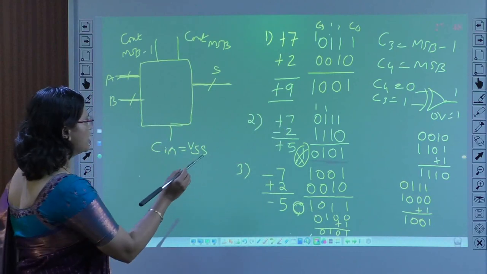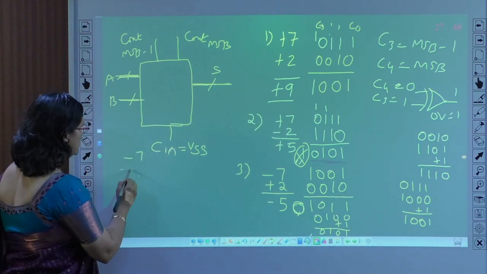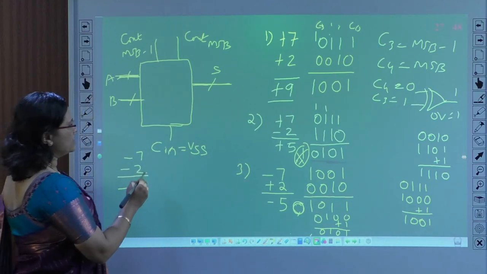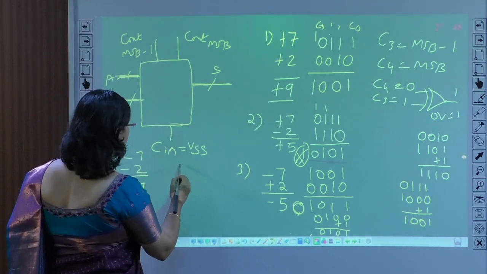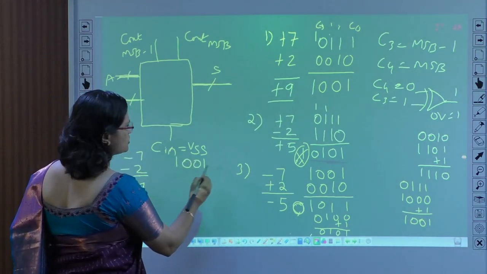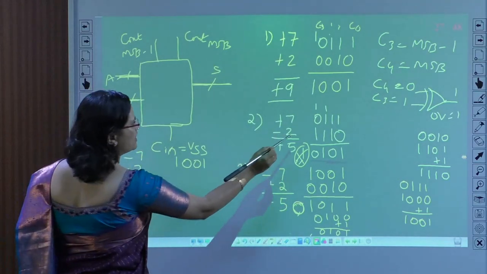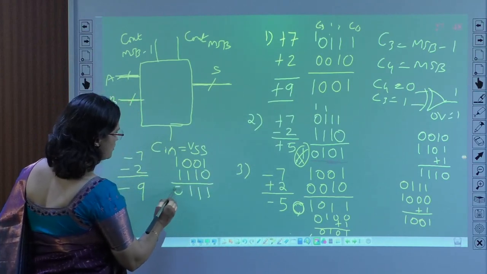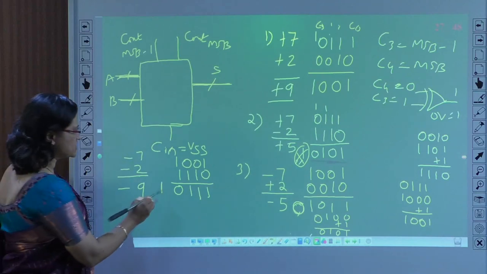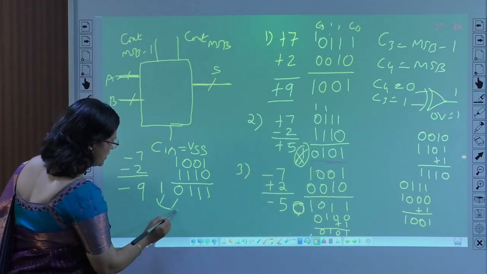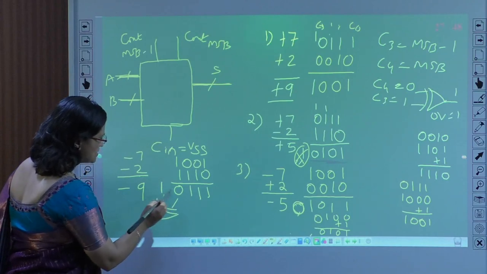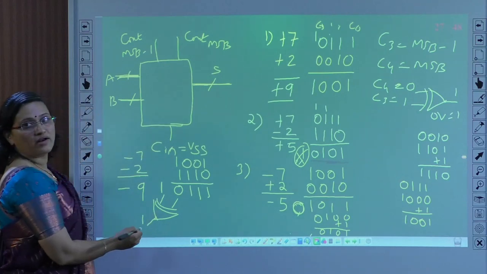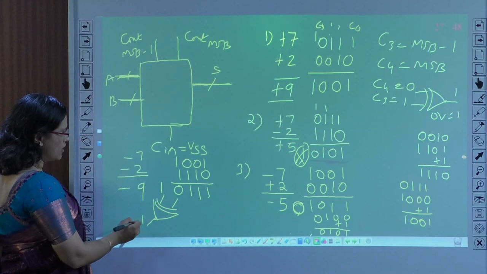Okay. So similarly, you can take here minus 7 and minus 2. So what is minus 7 and minus 2? It is minus 9. Okay. So what is minus 7? It is 1001 because I have already taken that number. And minus 2 is 1110. Okay. So you can see here 1110 and carry is generated here. Okay. So this is C4. So if you connect this to an XOR gate, it is 0, 1 you got, no? So 0, 1 you got, that means your overflow signal will be 1. Okay. So if you connect this to an XOR gate, overflow will be 1.